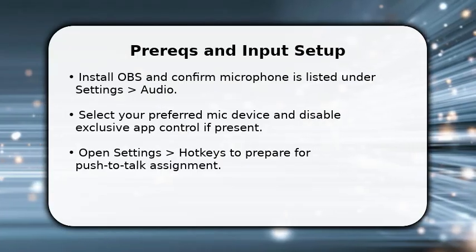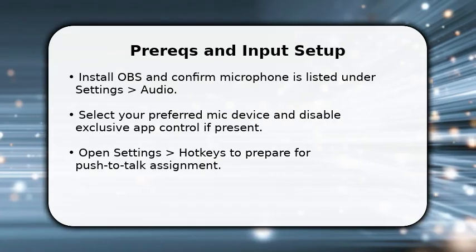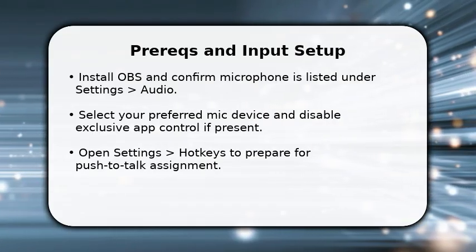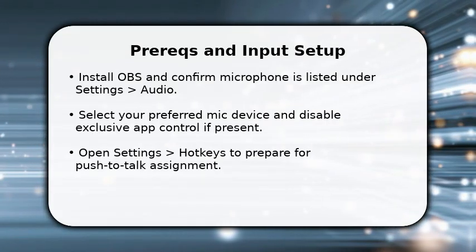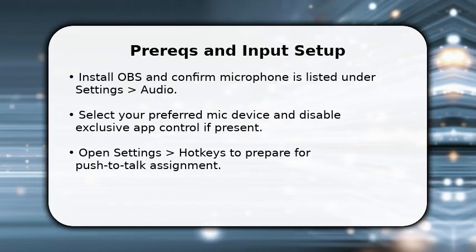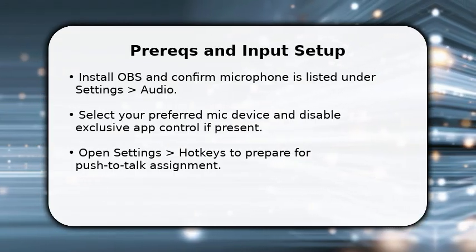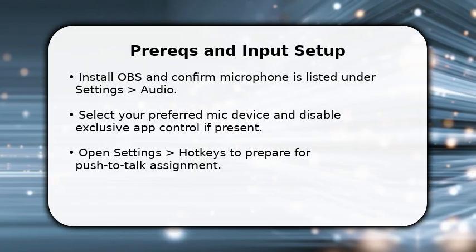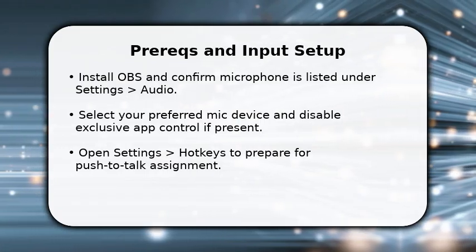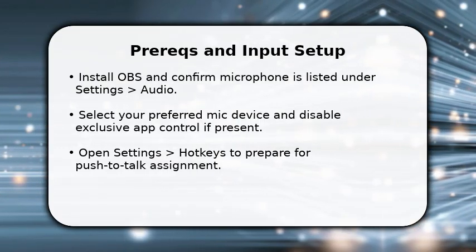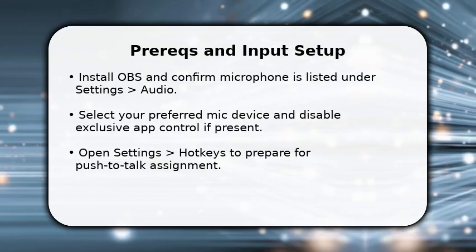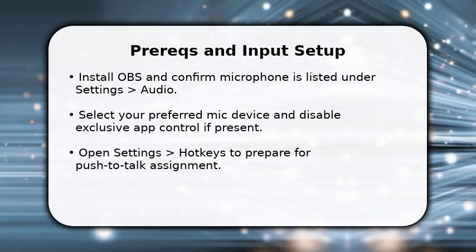You'll begin by confirming prerequisites, OBS installed and your microphone recognized. Open Settings, go to Audio and choose the mic you want. This ensures correct routing. Once done, disable any exclusive app control in your OS audio settings so OBS can access the device reliably. Next, navigate to Settings hotkeys.